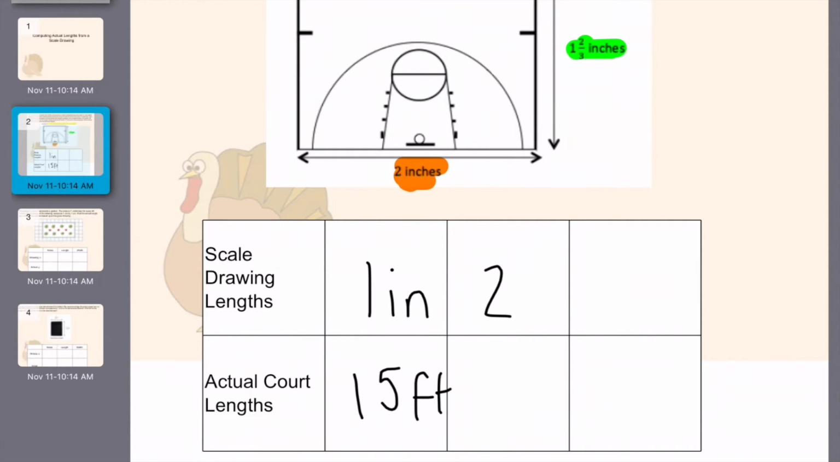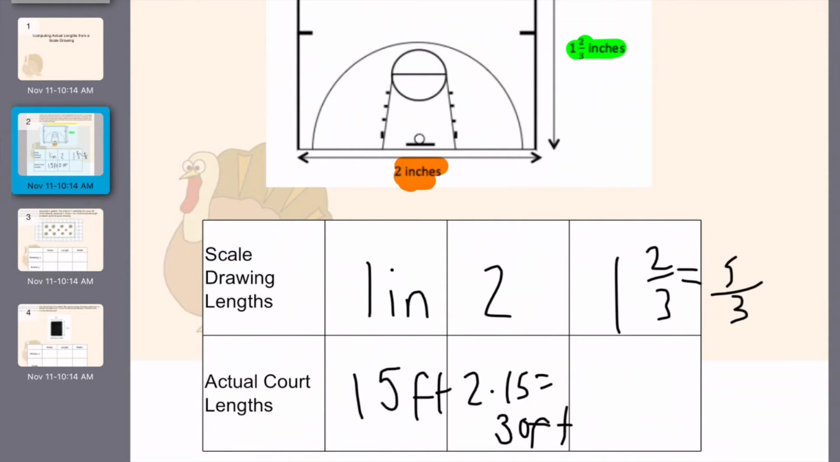So I can do 2 inches and 1 2/3, which is the same thing as 5/3. And all I have to do is I need to multiply 2 times 15, which gives me 30 feet, and then 5/3 times 15, and that will ultimately give me 25 feet.